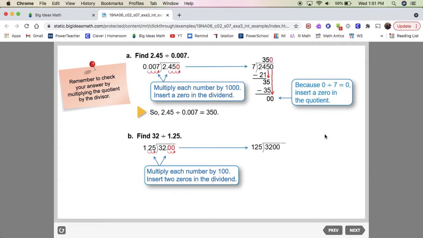So now we have 3,200 divided by 125. 125 goes into 320 2 times. I'm just going to go through the math here.